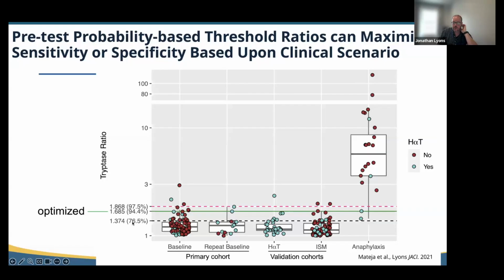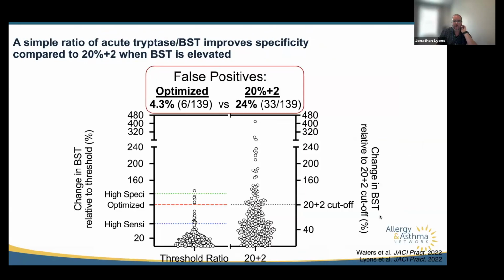Importantly, the high sensitivity threshold of 137 captured everybody on the far right who was diagnosed by a physician as having anaphylaxis. We thought this would be a bit of an improvement, and we wanted to see just how much it was.